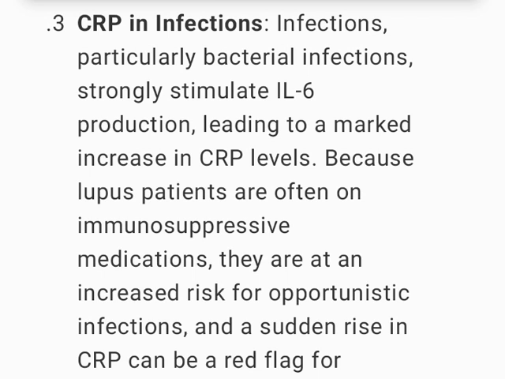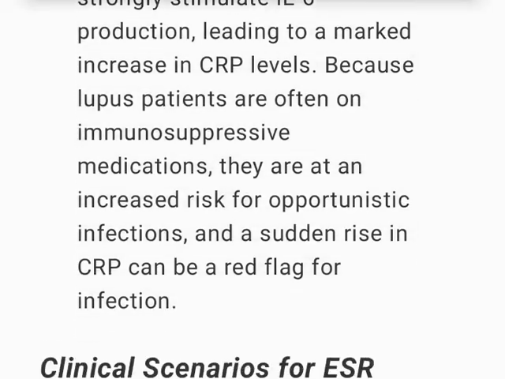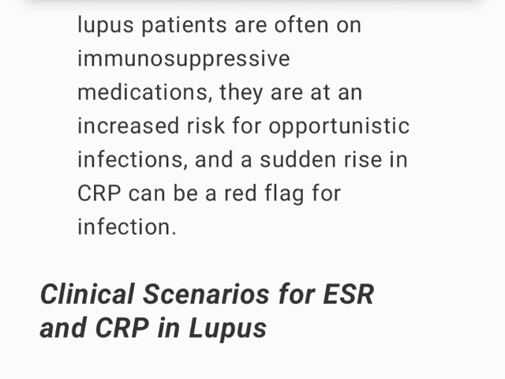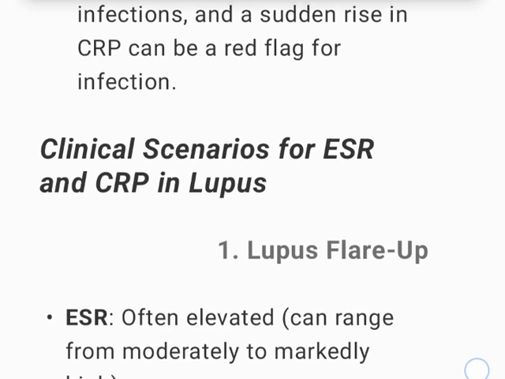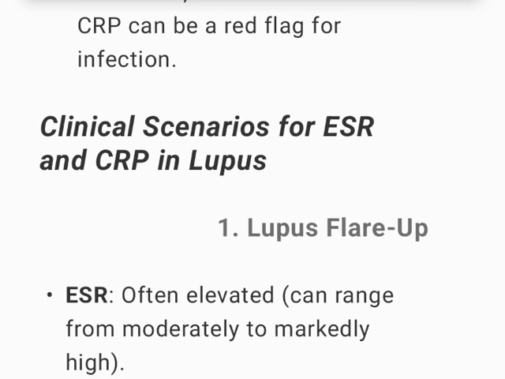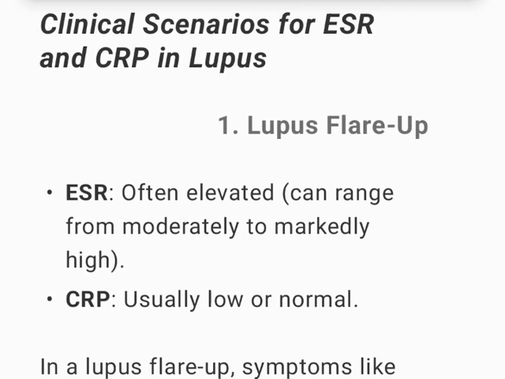3. CRP in infections. Infections, particularly bacterial infections, strongly stimulate IL-6 production, leading to a marked increase in CRP levels. Because lupus patients are often on immunosuppressive medications, they are at an increased risk for opportunistic infections, and a sudden rise in CRP can be a red flag for infection. Clinical scenarios for ESR and CRP in lupus.